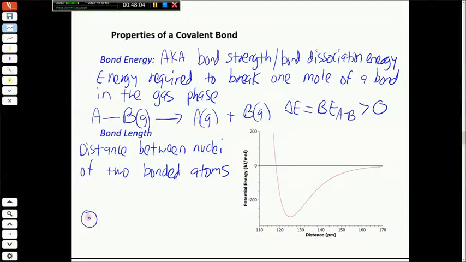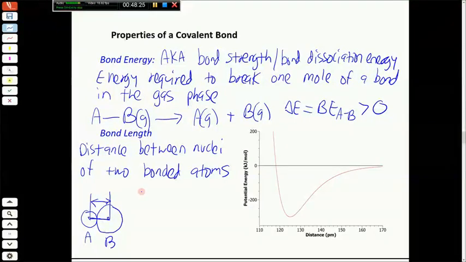So if we have our AB bond, let's say this is A, and then let's say B is even bigger. We have two atoms bonded to each other. They don't have to be the same size. Whatever this distance is between the two nuclei is what we call the bond distance. Okay? So it's that separation there.